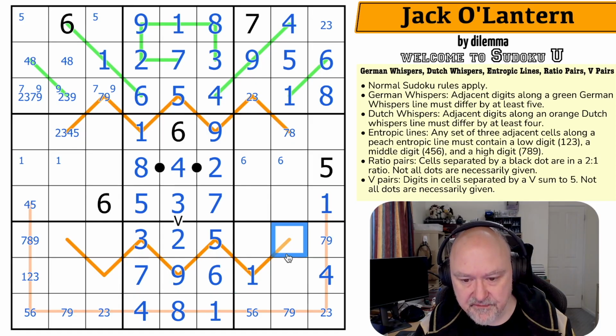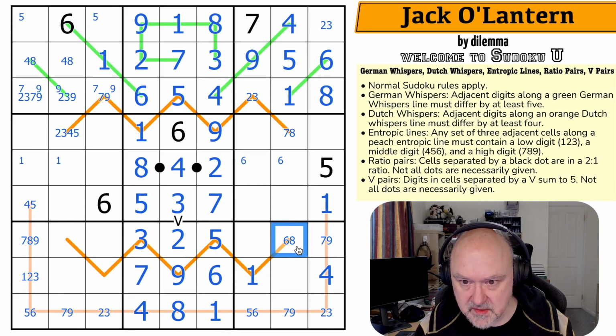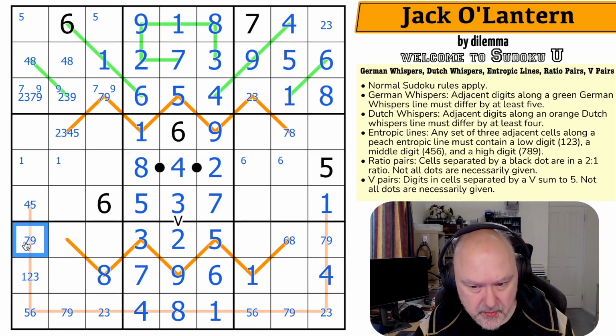This now has to be 5 or higher. It can't be 5. 6, 7, 8, 9. It can't be 7 or 9. So it's 6 or 8 because there's already a 7, 9 pair in the box. Okay, this has to go up from 3, so it has to be 7, 8, or 9, because it has to be at least 4 difference, and it can't be 7 or 9. That's an 8, which means there's no 8 there. That's now a 7, 9 pair. That's a 7, 9 pair.